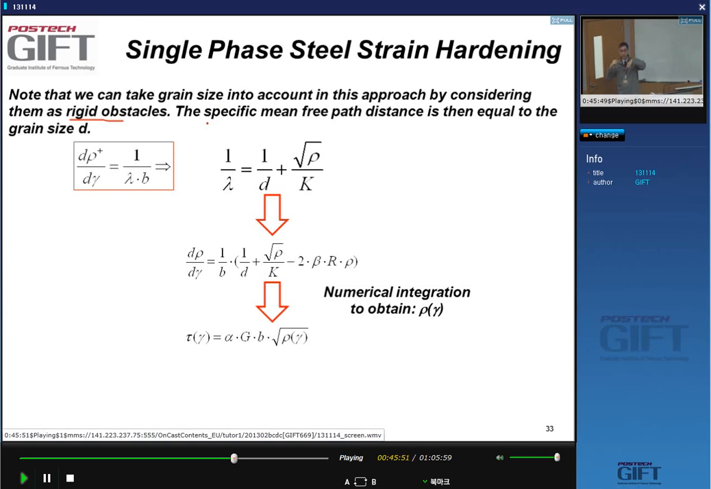So in the presence of grain boundaries, we can expand the definition of our mean free path, taking into account the grain size. Instead of using the storage term for the dislocation density, d rho d gamma plus equal to 1 over lambda times b, in the case of only dislocation-dislocation interactions, this is what we had: square root of the dislocation density divided by k. If I have an additional obstacle, I just add it: 1 over d. It's very simple.